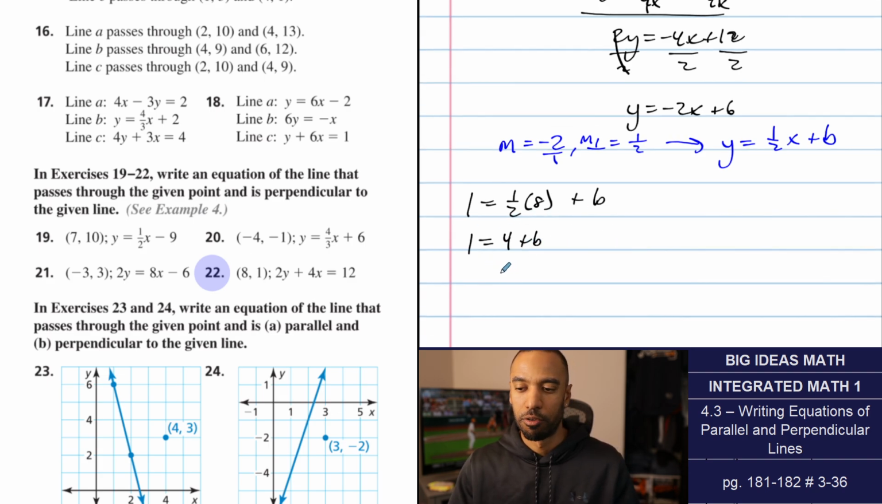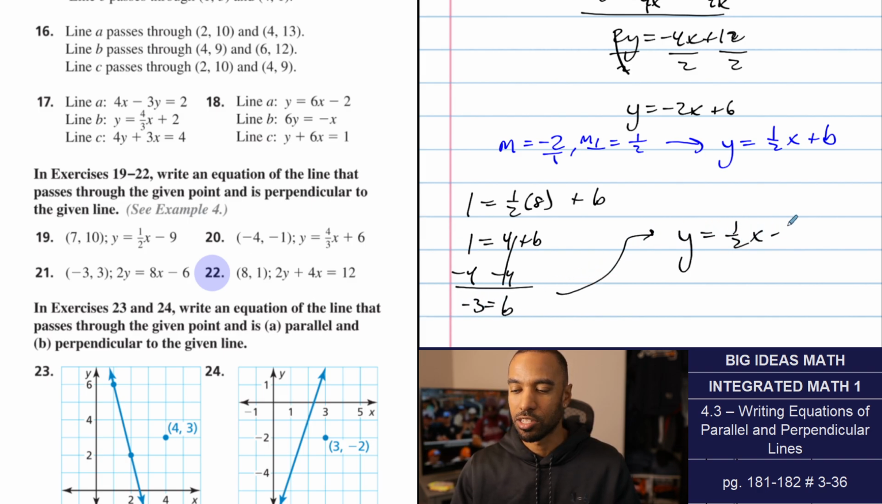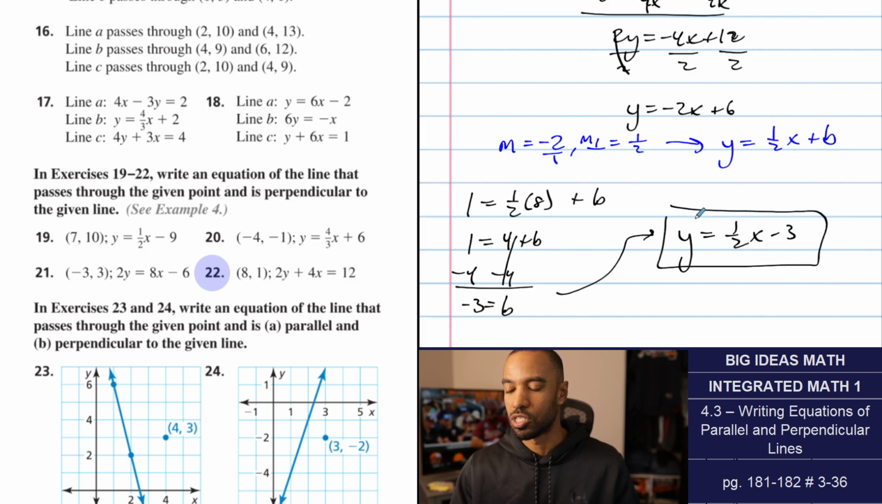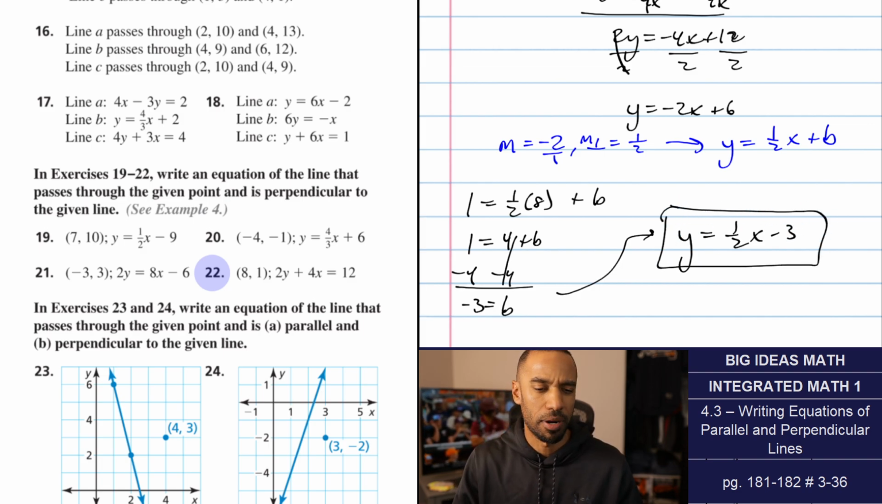And subtract 4 from both sides. You get b equals -3. So our equation will be y equals 1/2 x minus 3. I only wish that we got to see these on graphs to confirm what that looks like, but I think enough's enough on that.